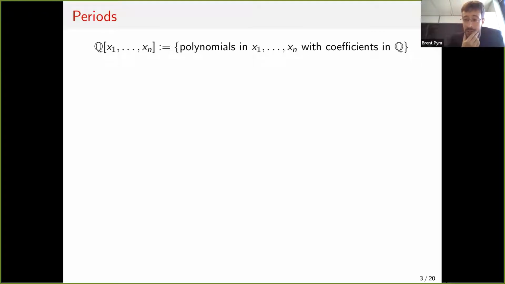They're the so-called periods. So what is a period? It's a vast generalization of this one example. So a period, we start with polynomials in n variables whose coefficients are rational numbers. Okay, so this is the standard notation, Q adjoin x1 up to xn. So for instance, this expression here, 5 over 4 times x plus x squared times y, that would be a polynomial in x and y with rational coefficients.